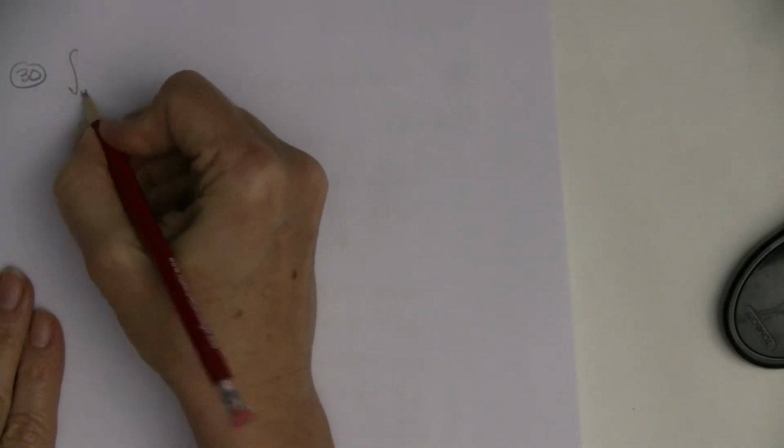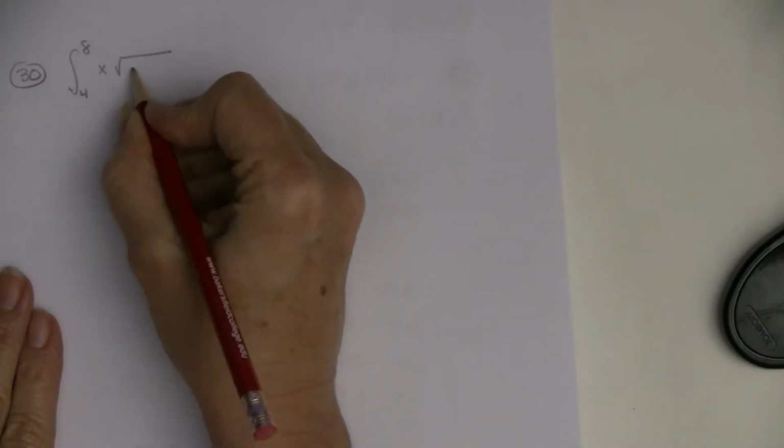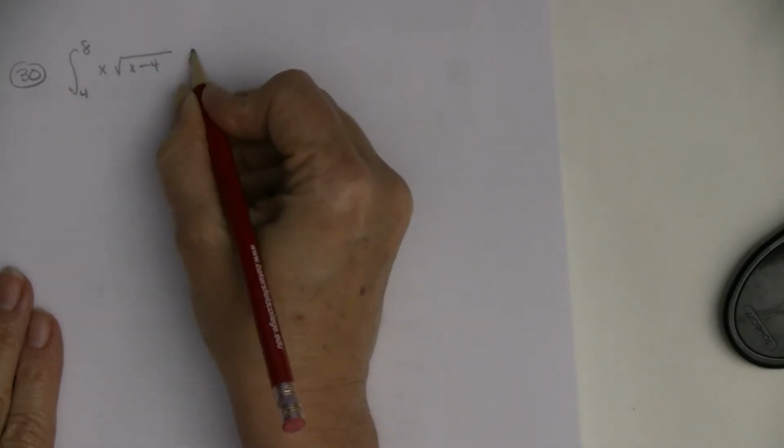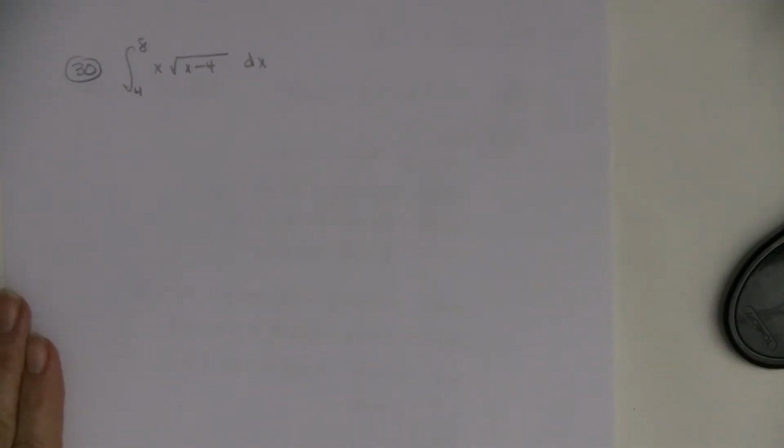The integral from 4 to 8 of x square root of x minus 4 dx. And they're asking me to evaluate that integral. And so I can't take the antiderivative of that.